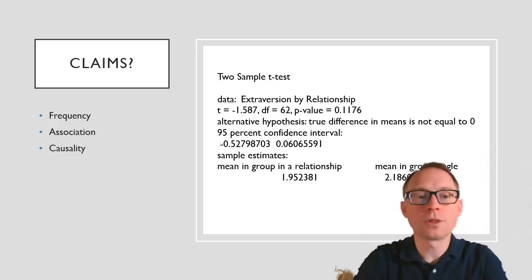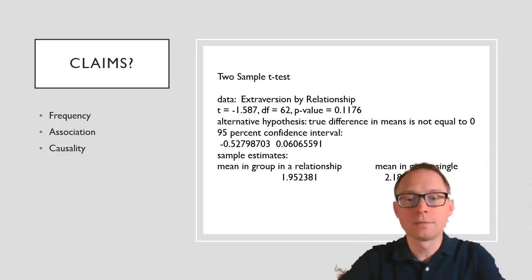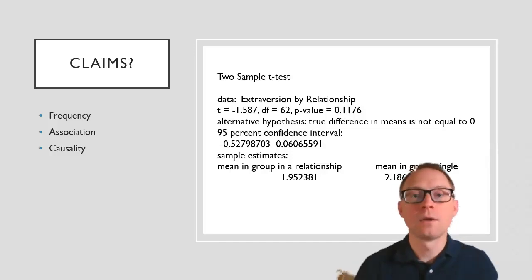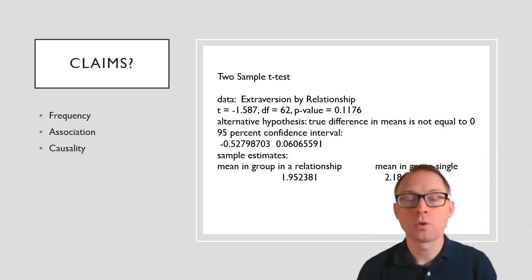All right, now let's go to the next one. This is a t-test, just like we did before. We've got the means of the two groups right here. This p-value is the p-value of this t statistic right here. Now, when you see a t-test, what kind of claim could be made? It can be either an association claim or a causal claim.